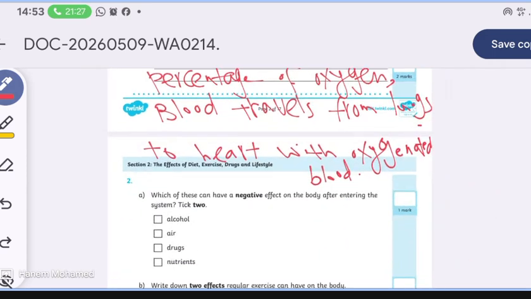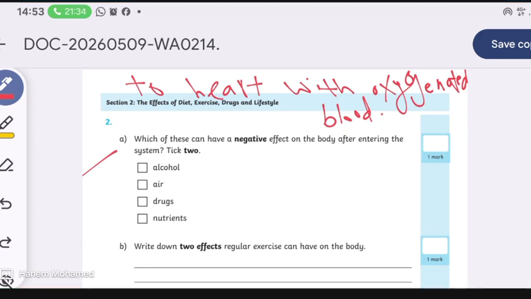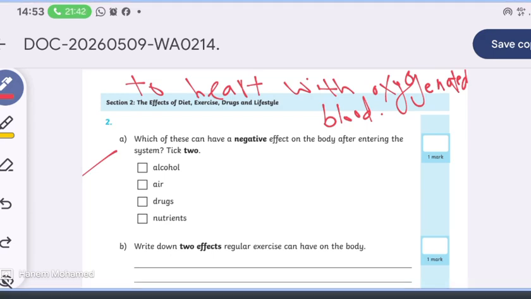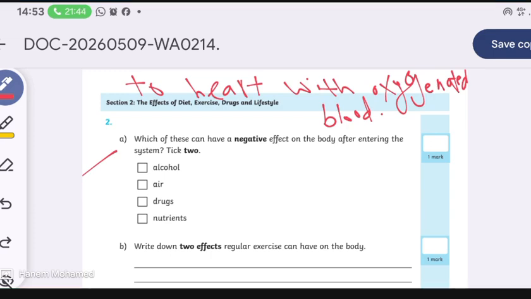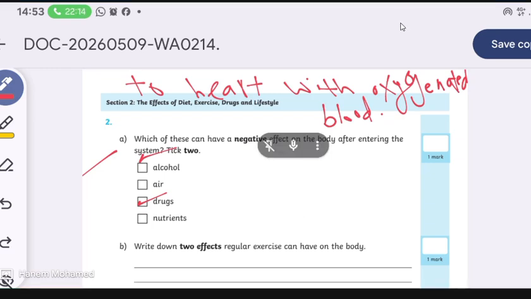So Yazin, which of these can have a negative effect on the body after entering the system? Alcohol, air, drugs, nutrients. Alcohol and drugs. Thank you. Close your mic. Okay, the next is Farida.